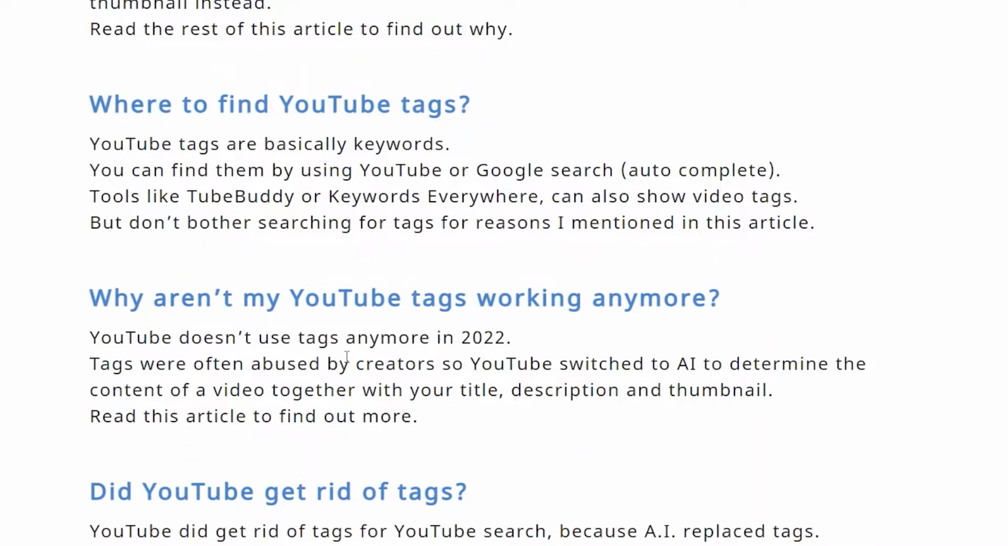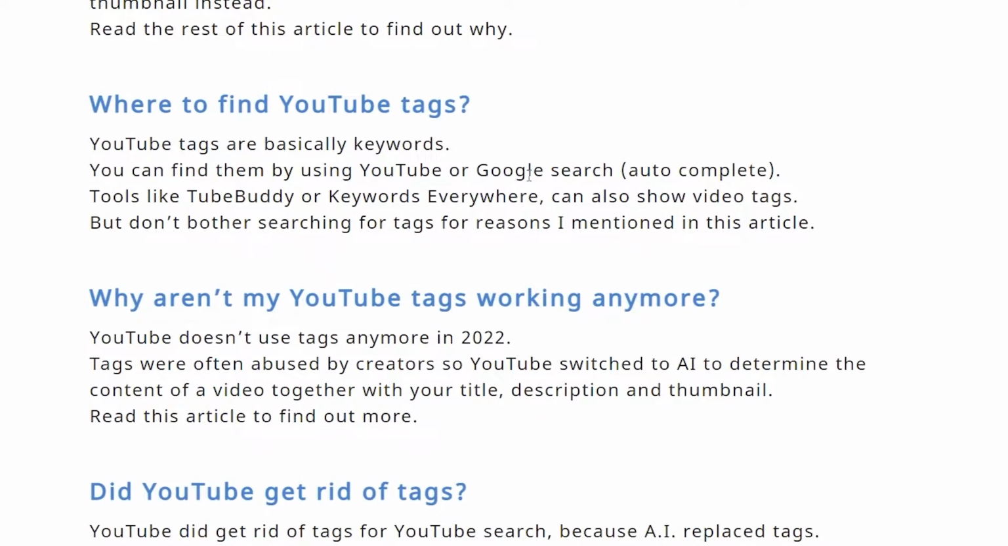where to find YouTube tags. YouTube tags are basically keywords. You can find them by using YouTube and Google auto-complete. Tools like TubeBuddy or Keywords Everywhere can also show video tags, but don't bother searching for tags.